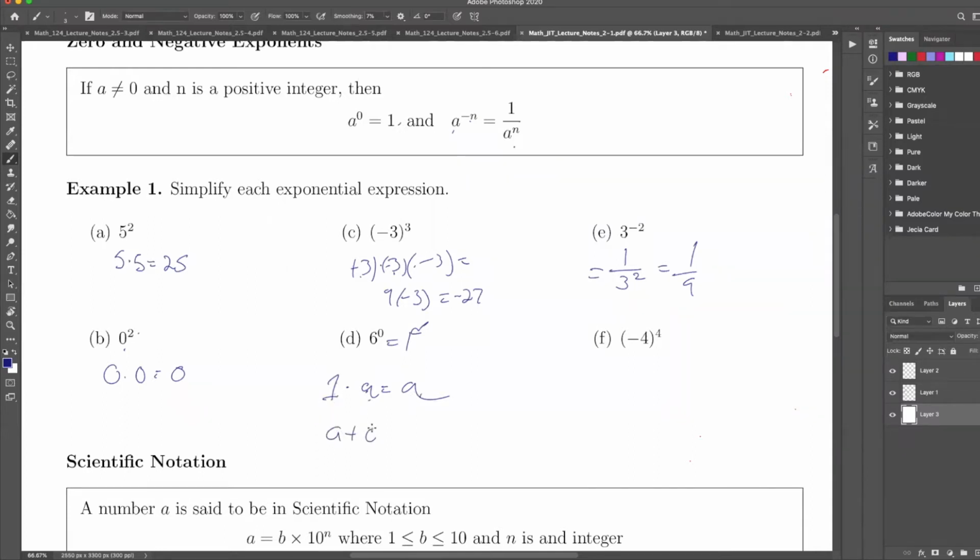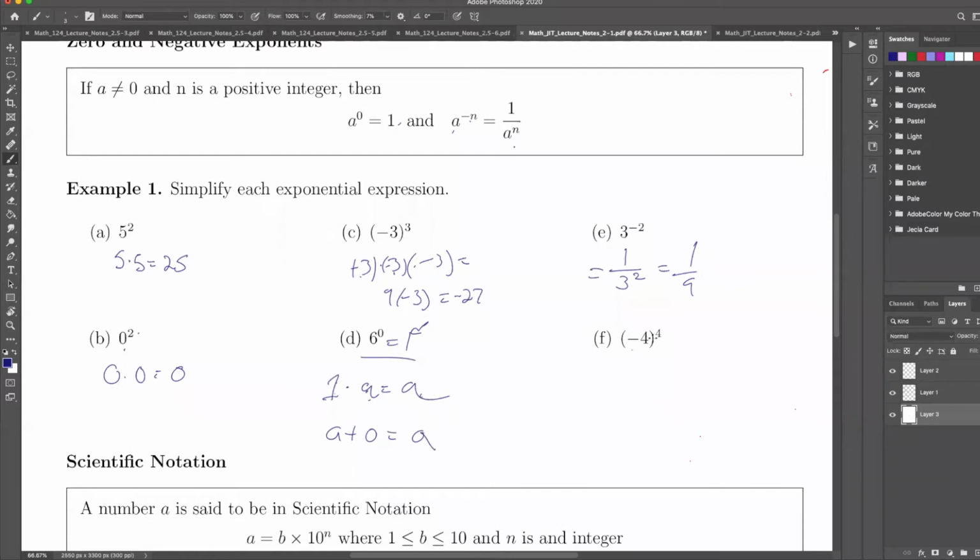The additive identity is 0. So the identities take things back to themselves. If I multiply by 1, I get back a. If I add 0, I get back a. So 6 to the 0 is defined to be 1 because that's the multiplicative identity. Okay, so it's just a definition. It's always going to equal 1.